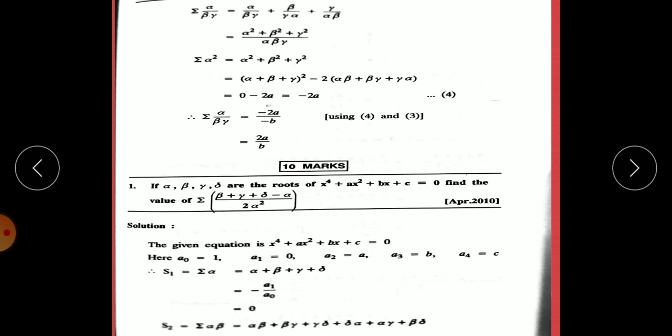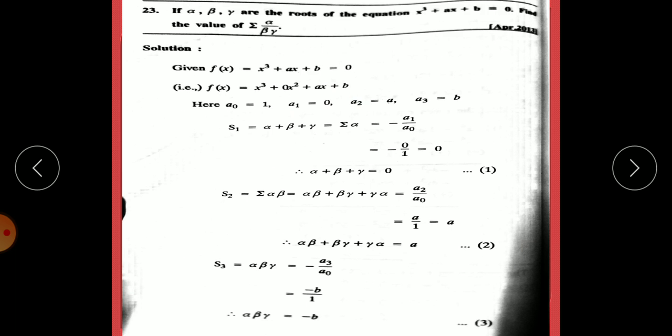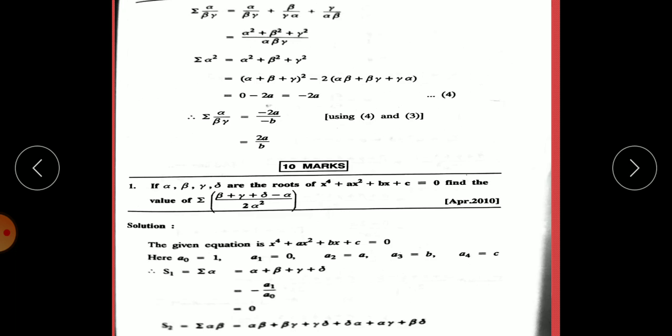Now using the fourth equation and the third one, that is alpha beta gamma equal to minus b, we can apply that summation alpha by beta gamma equals: the numerator is minus 2a, and the denominator alpha beta gamma is minus b. After cancelling the minus sign, we get 2a by b. Important 5-mark question. I have taken 3 questions in today's class, and all 3 are important university questions.